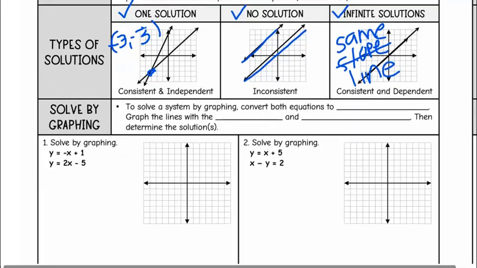Okay, the next one is to solve a system by graphing, convert both equations to, and remember what I was saying earlier? You're doing slope-intercept form.